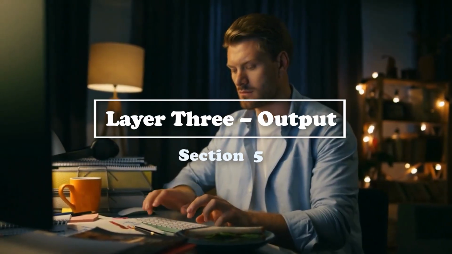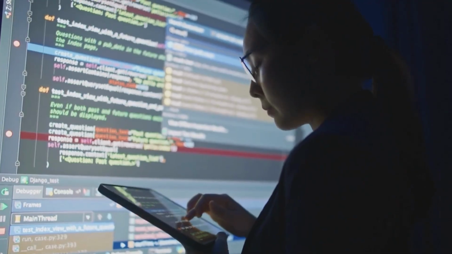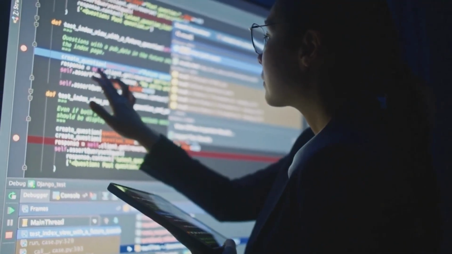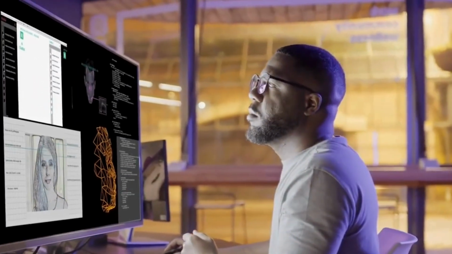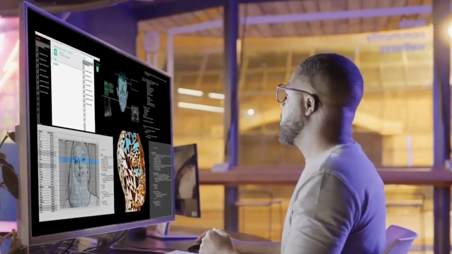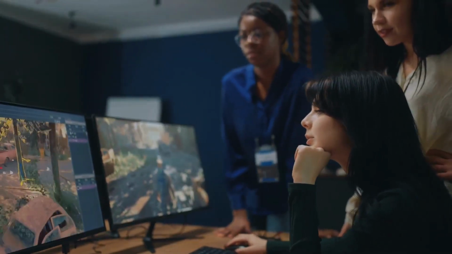Section 5. Layer 3. Output. Output is the result your system produces: a sale, a lead, a subscription, a transaction, an appointment, a renewal. But output is not the end of the system.